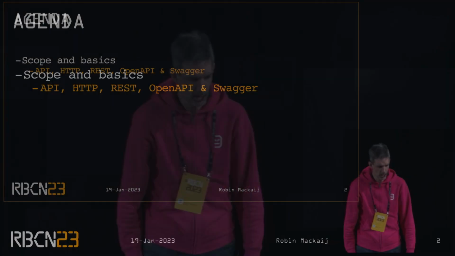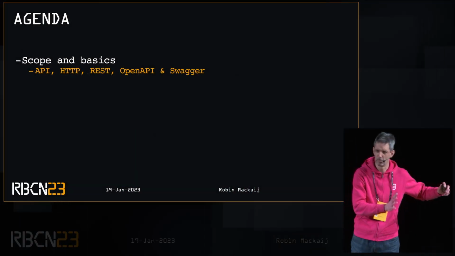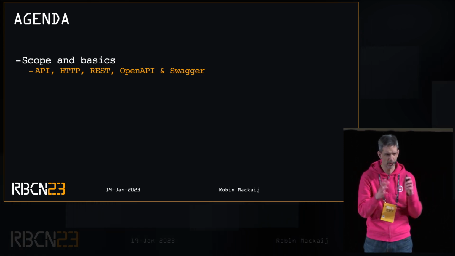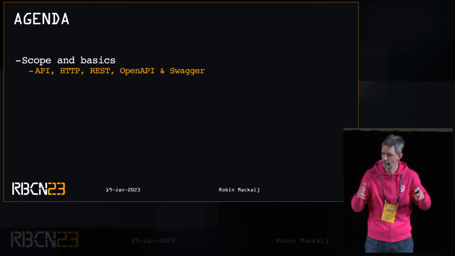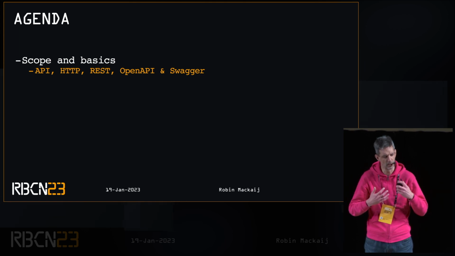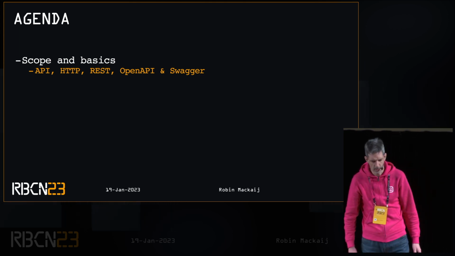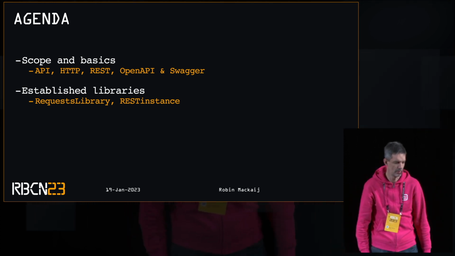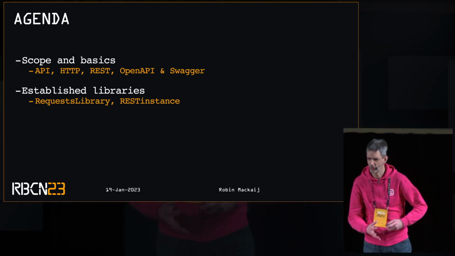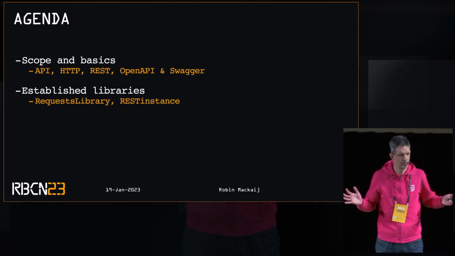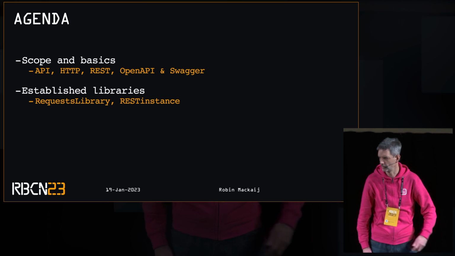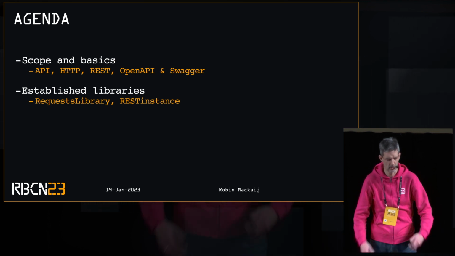So, the agenda for today. I'm actually going to go back to the basics first. Just build up what the key elements in API testing are that we'll be dealing with. Then I'll look at the libraries, the ones that I call established libraries. They're around for many years, so they're in a mature state.